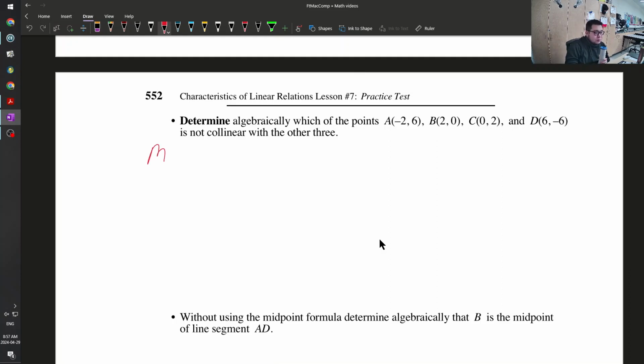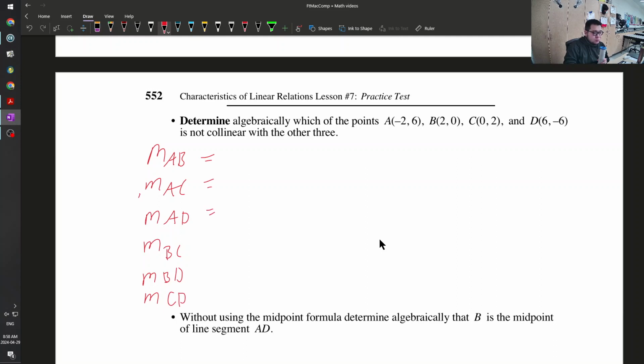Okay, so slope of AB, slope of AC, slope of AD, slope of BC, slope of BD, and lastly slope of CD.